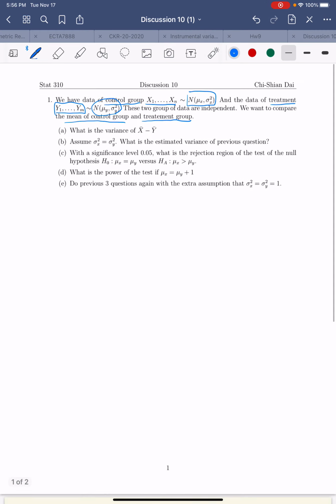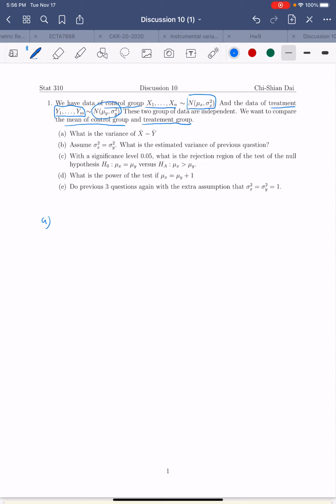So the first question is, what is the variance of S bar minus Y bar? So this is easy. It's the content in the first exam. This is equal to variance of S bar plus variance of Y bar. The reason is because S is independent of Y. And the variance of S bar is sigma X squared over N, and the variance of Y bar is sigma Y squared over M. Okay. So this is the variance.